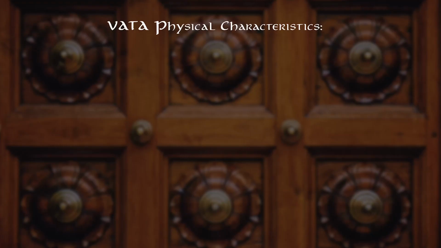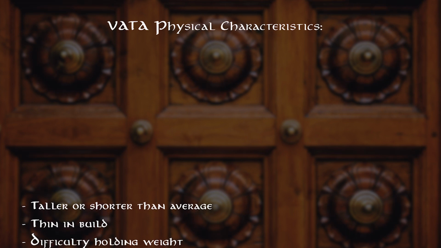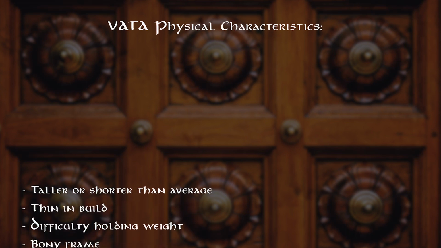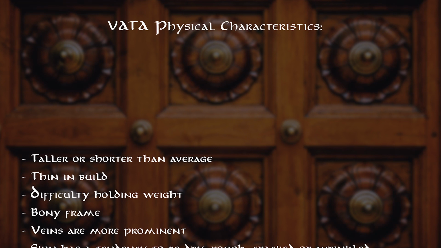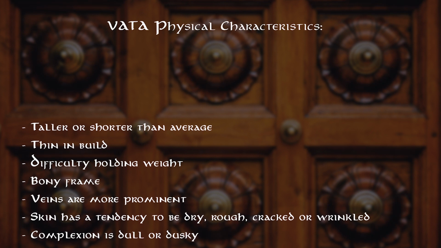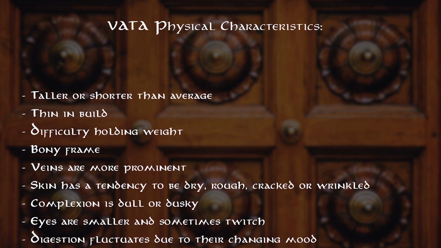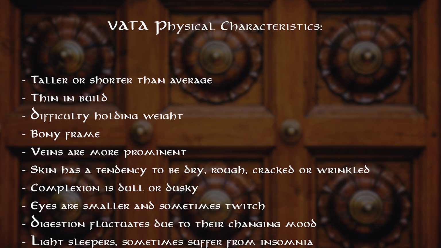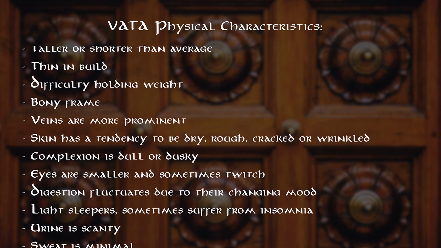Physical characteristics of Vata. Vata people are typically either taller or shorter than the average person. They usually have a more thin or slender build. They have a hard time holding weight or gaining weight. Therefore, they have more of a bony frame. Their veins are more prominent. They have less body fat. Their skin has a tendency to sometimes be dry, rough, cracked, or wrinkled. Their complexion can often be dull or dusky. Their eyes are smaller, and sometimes their eyes twitch. That's that movement, that Vata.